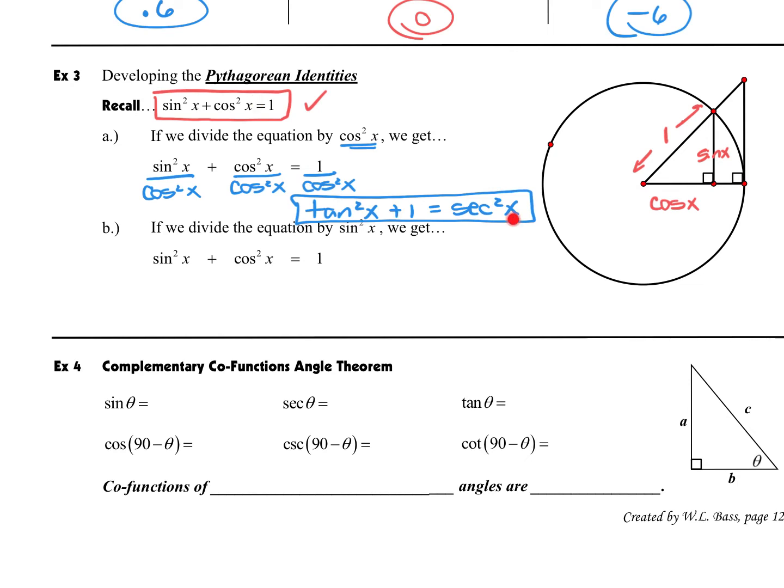Now, we can actually find this other one graphically. This is a little weird for some people to see, but I'm just going to show it here. I'm going to call this piece right here, because I can see that it is tangent to the circle, tangent x.